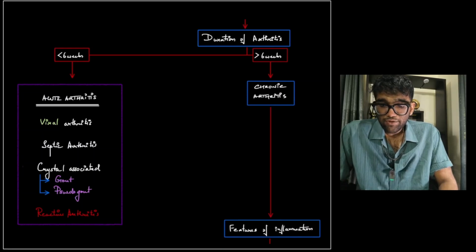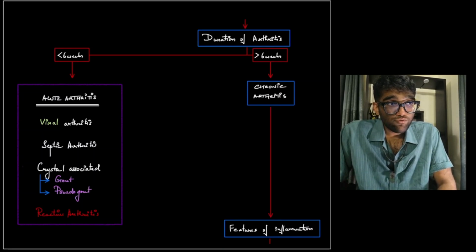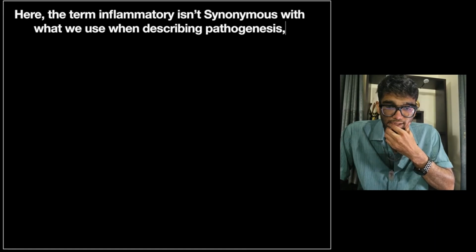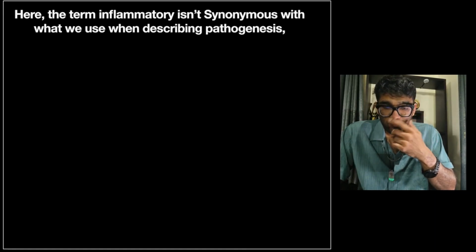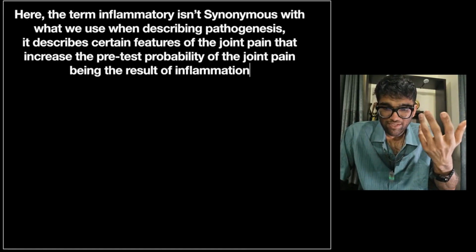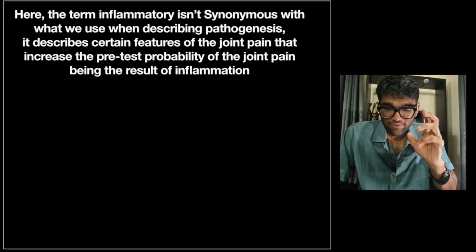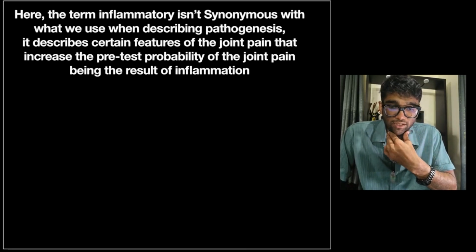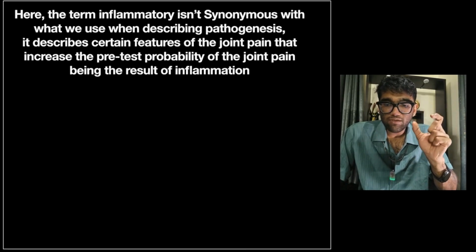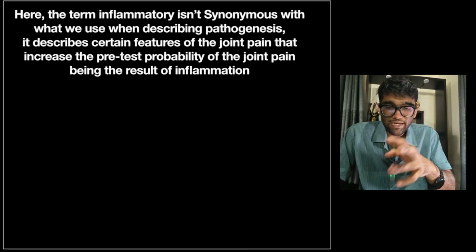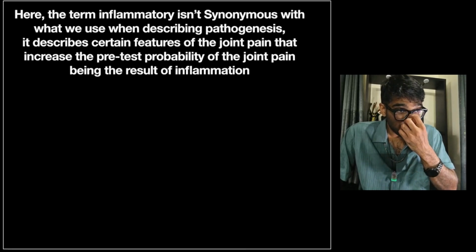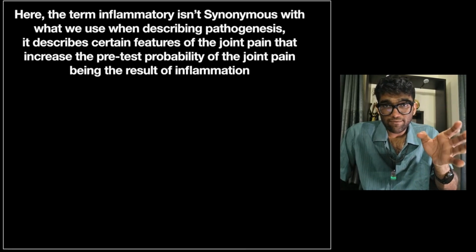Okay. Now, in case of chronic arthritis, the next step is to look for features of quote-unquote inflammation. Now, this inflammation is actually not what we consider as inflammation in case of pathology. So, in the study of disease, that is histology, the term inflammation has a very specific meaning. Here, that meaning is not the same. So here the term inflammatory arthritis is supposed to describe certain features of the joint pain that increase the pretest probability of the joint pain being the result of inflammation. Okay, so this just increases the pretest probability. It is not a definitive thing.